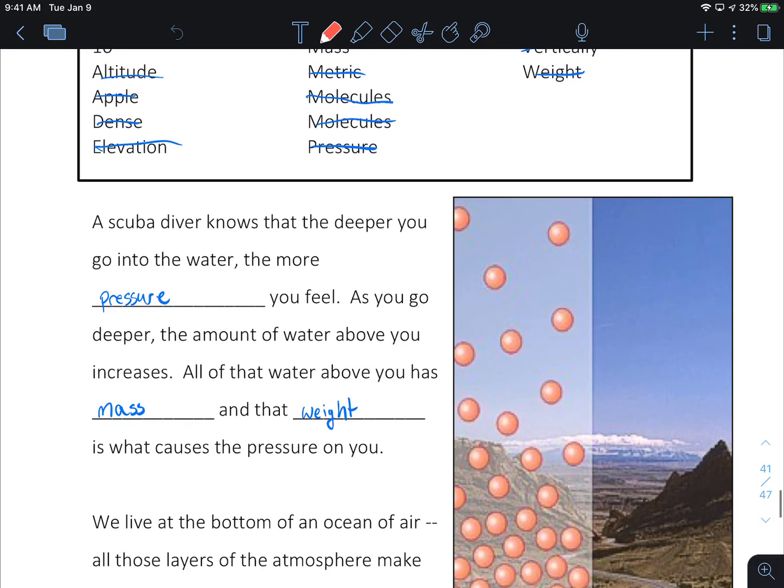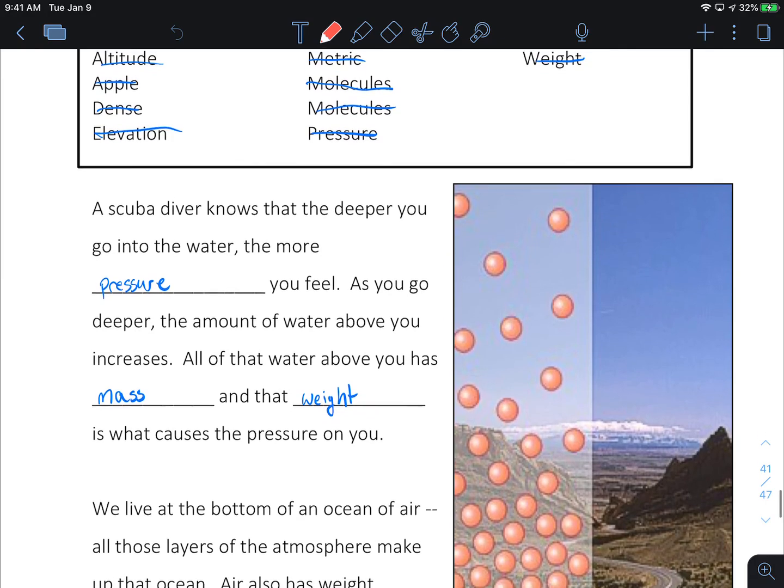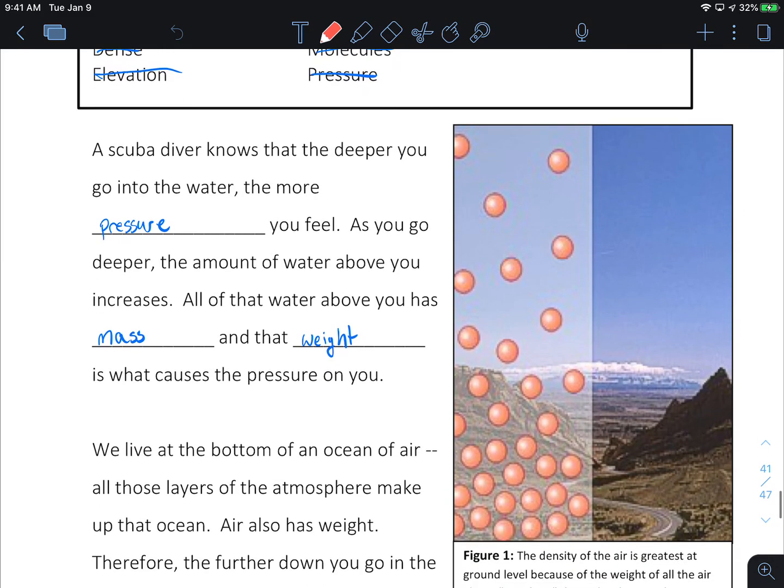As you're going down underwater, all of the water that's above you has mass and therefore weight, and that weight causes a force on your body. And that force that you're feeling is pressure.